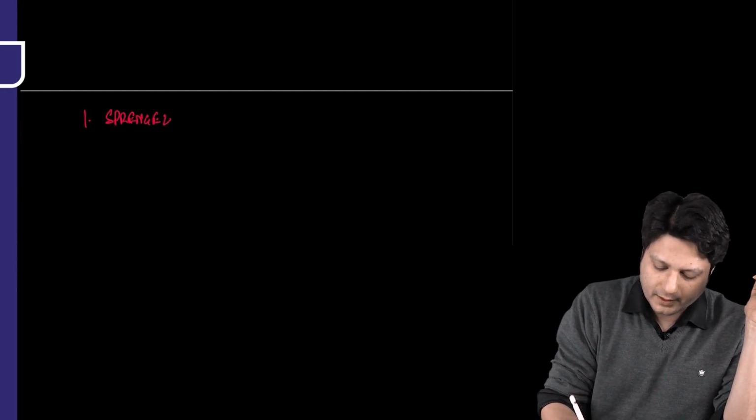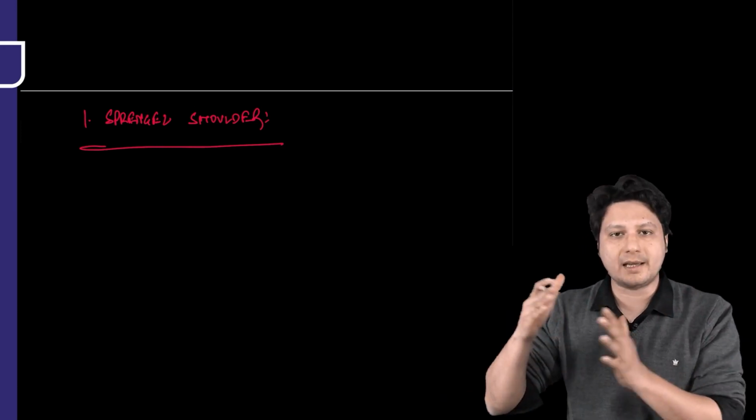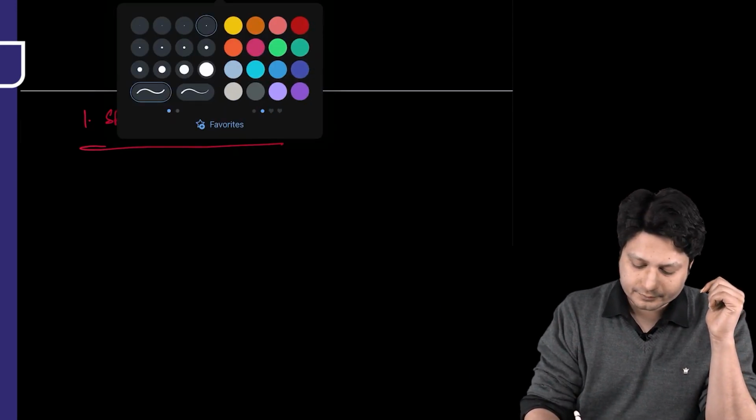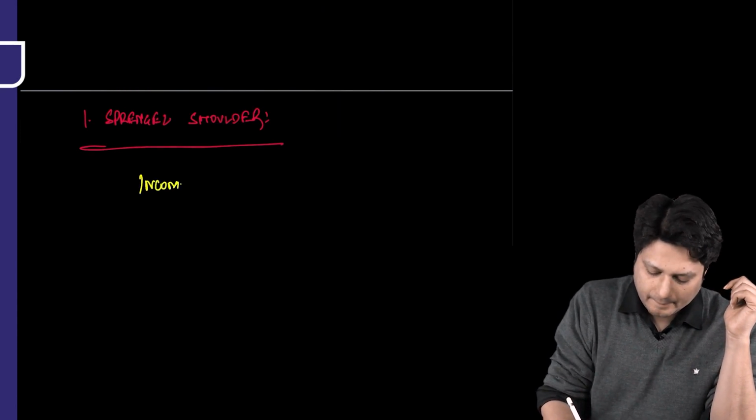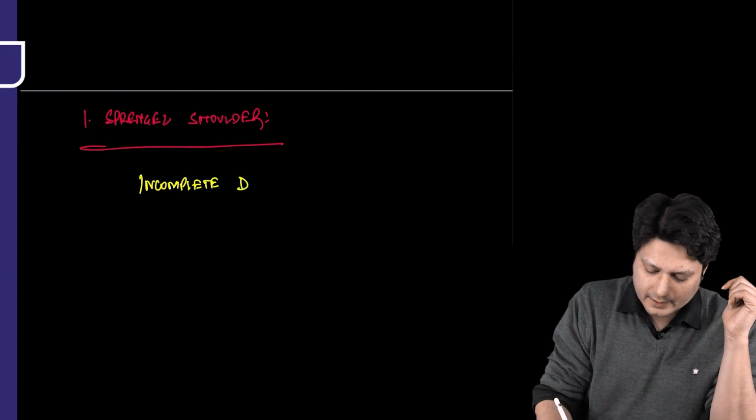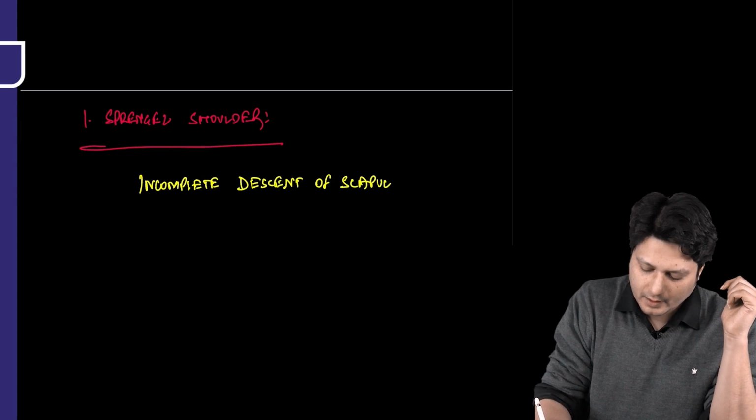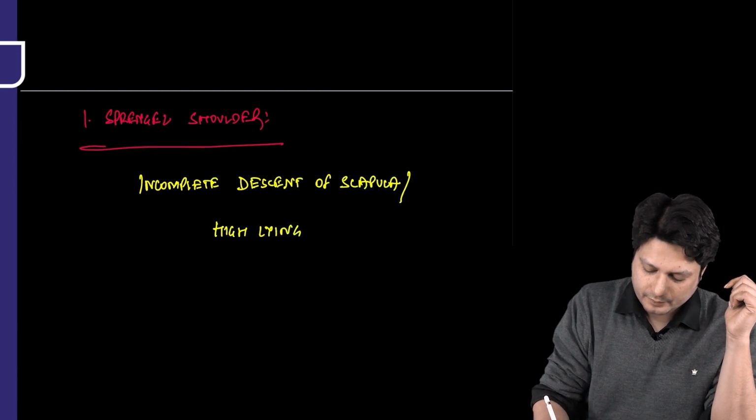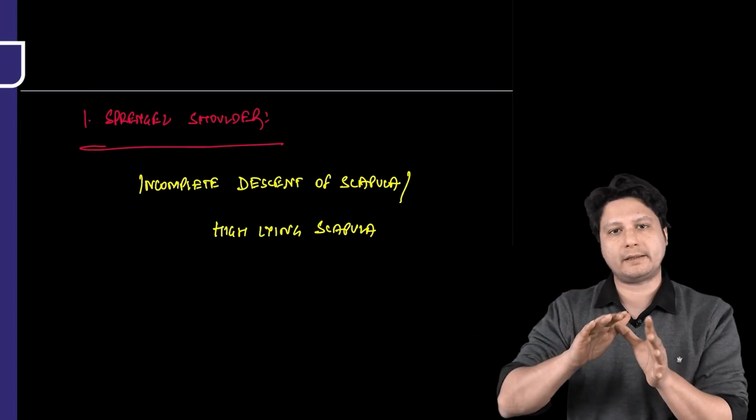Now first of all, try to understand what a Sprengel shoulder is, and then it would become much easier for you to identify this Sprengel shoulder abnormality. So what exactly is a Sprengel shoulder? It is incomplete descent of the scapula, also known as high-lying scapula. So Sprengel shoulder is incomplete descent of the scapula, also known by the name of high-lying scapula.